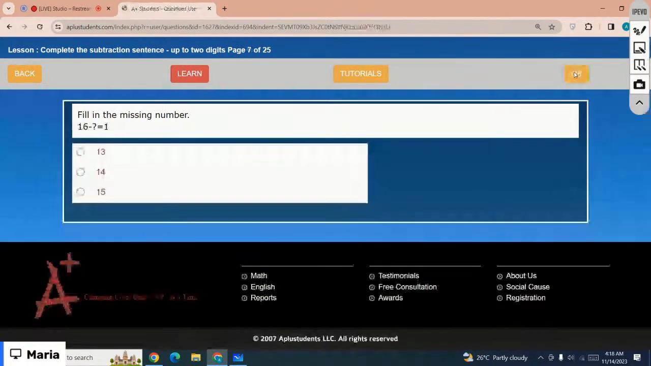Okay, fill in the missing number. 16 minus missing number equals 1. So which number is missing? Very good. The correct option is 16 minus, yes, that is 15. 16 minus 15 equals 1.